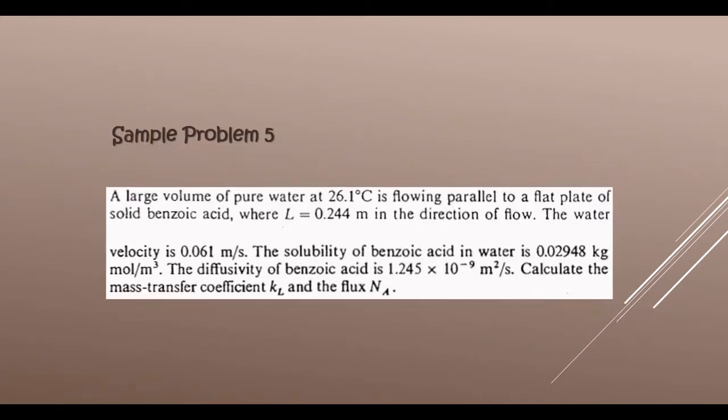So for sample problem number 5, which is the third to the last in this particular set of slides: a large volume of pure water at 26.1 degrees Celsius is flowing parallel to a flat plate of solid benzoic acid, where the length is 0.244 meters in the direction of flow.